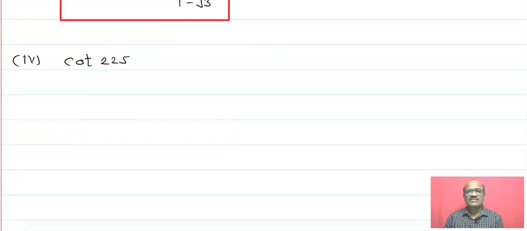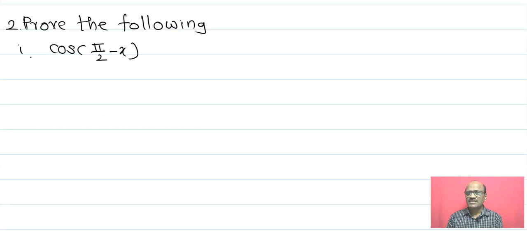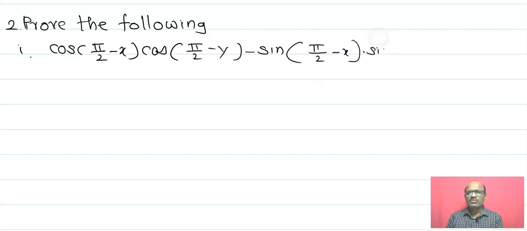Now the next is cot of 225, which is written as cot of 180 plus 45. That is cot of pi plus 45. Now whenever there is a pi angle, the function remains as it is. That is equal to cot of 45, and its value is 1. It was very fast. Question number 2, prove the following.